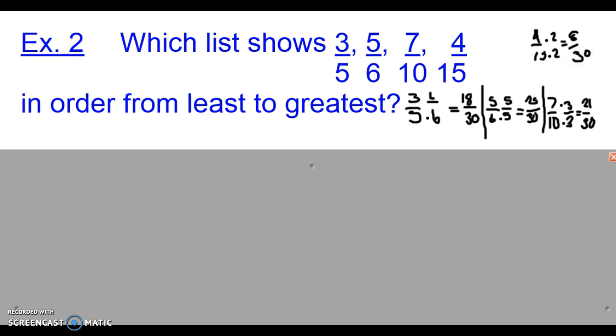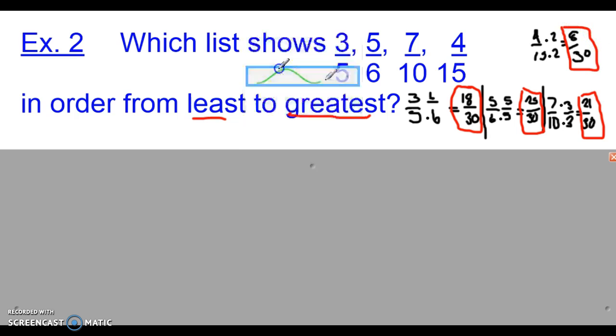So now we have all of our fractions with the same denominator. So what I'm going to do is place them in order from least to greatest, so smallest to largest. And I'm going to compare their numerators. So what's the smallest numerator I have now out of these new fractions I wrote? I have 18/30, 25 over 30, 21 over 30, and 8 over 30. So the smallest one that I see is 8 over 30. So this is going to be the first fraction. And then 18 over 30 is the second smallest. And then 21 over 30 is the third smallest. And then 25 over 30 is the fourth smallest.